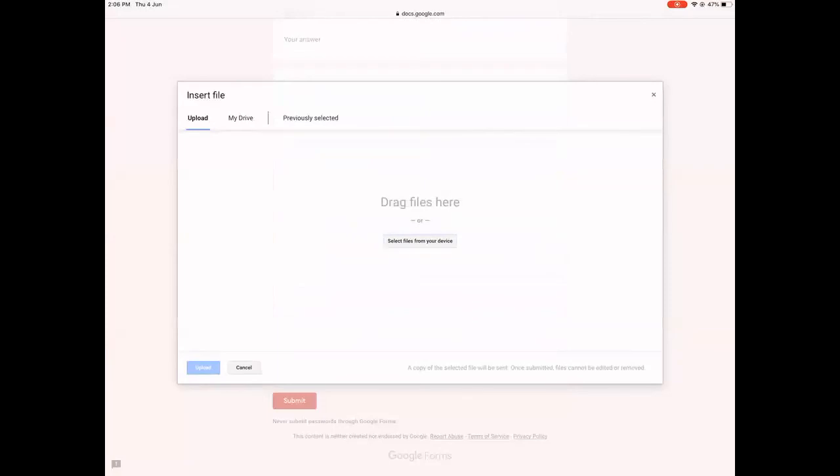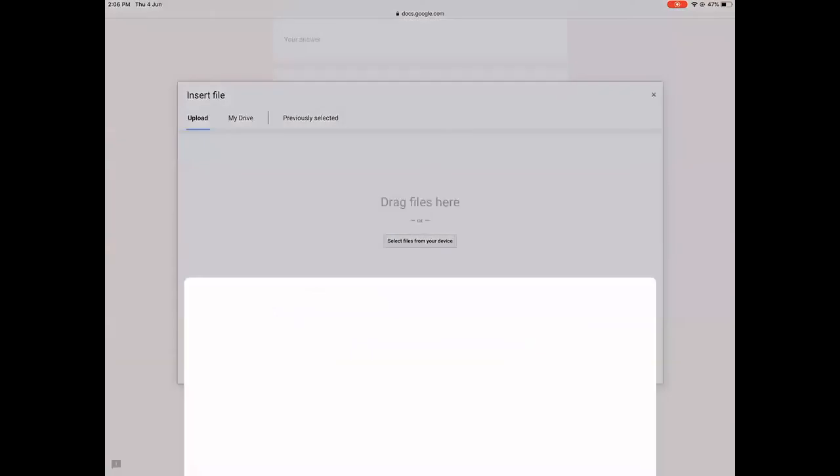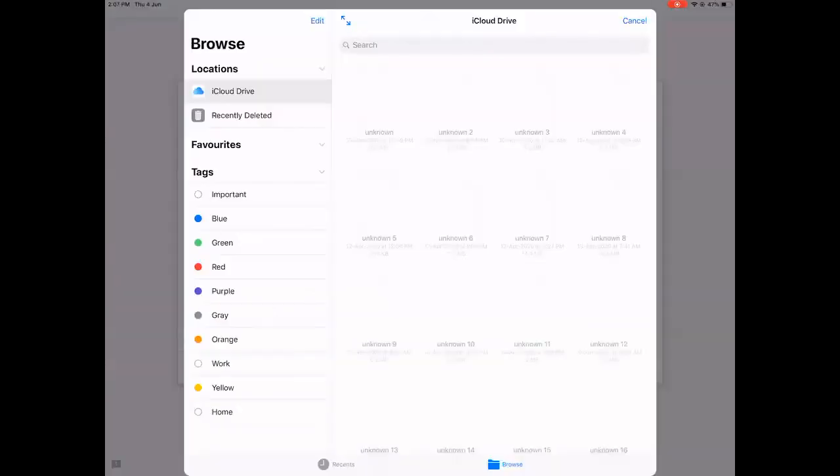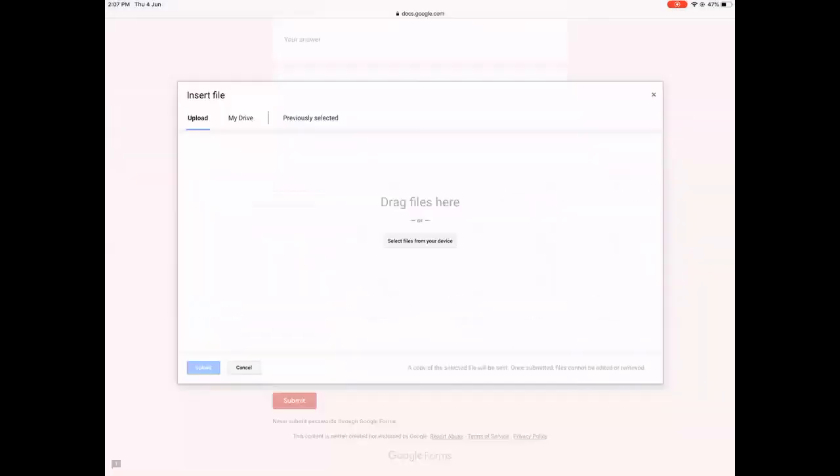Now you can convert it into a PDF, and then you can put it. Select files from your device. Now wherever you have, you can put your file, and then you can get it from there. Okay. So this is how it can be done. After that, don't forget to click on upload. After it uploads, don't forget to click on submit.